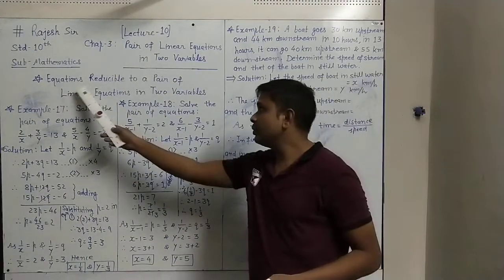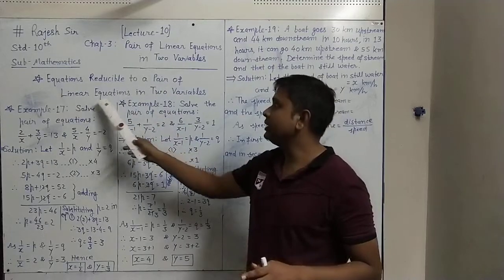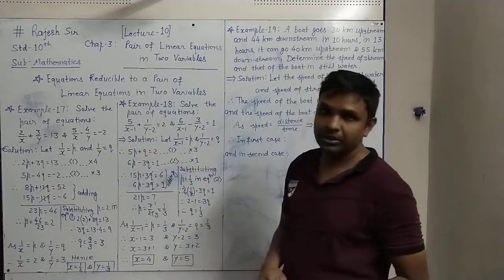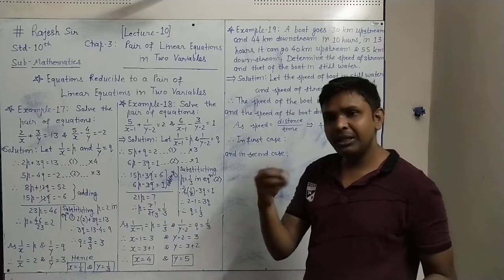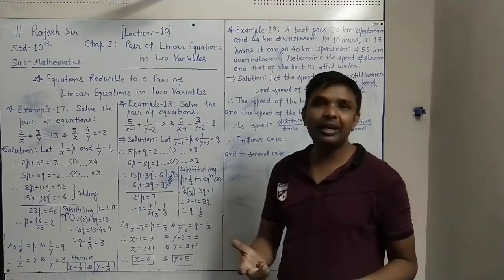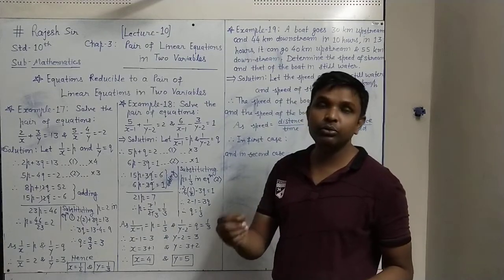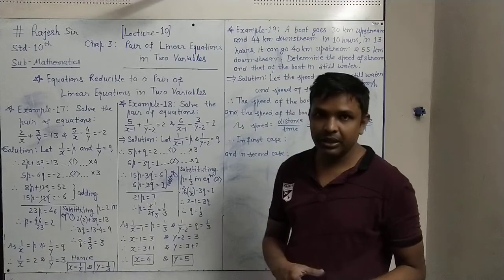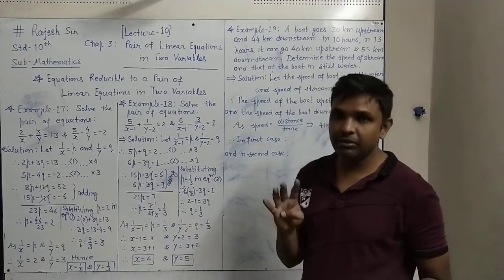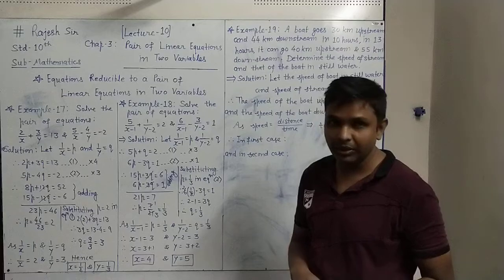So the heading is equations reducible to a pair of linear equations in two variables. The equations will be in a typical form and we can simplify and reduce them to linear equations, and then we can solve by any of the four methods. We can apply any one.